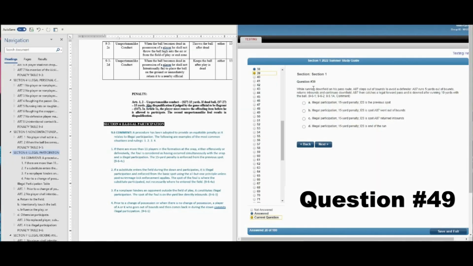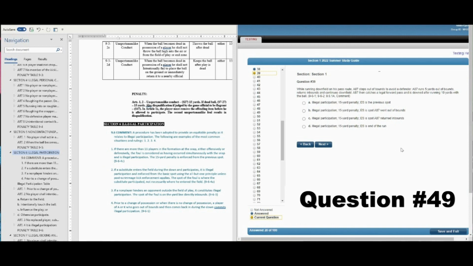Okay, question 39. While running downfield on his pass route, A87 steps out of bounds to avoid a defender. A87 runs 5 yards out of bounds. They're talking about downfield, 5 yards. Returns inbounds and continues downfield. A87 then catches a legal forward pass and is downed after running 10 yards with the ball. So this obviously is illegal participation, because all of the answers include illegal participation.